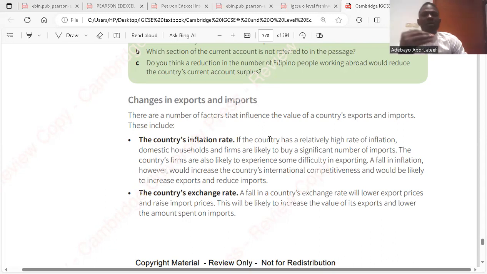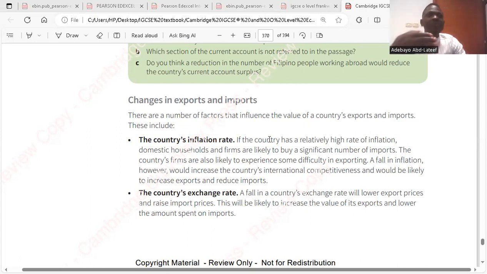So the first thing we're talking about is inflation rate. If the inflation rate is high, it affects exports and imports, because firms and individuals will not be able to buy as they want to buy. A country's exchange rate. A fall in the country's exchange rate will lower export prices and raise import prices. This will be likely to increase the value of its exports and lower the amount spent on imports. The value of exports will increase, but not the volume. You hear what I'm saying? They said this will be likely to increase the value of its exports and lower the amount spent on imports. So if the exchange rate falls, a lot of people would buy.